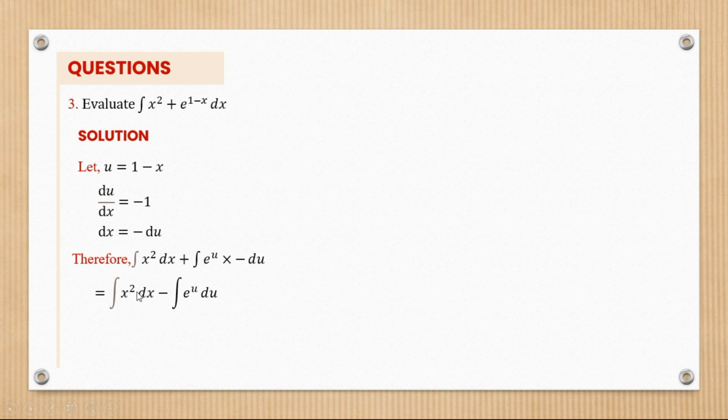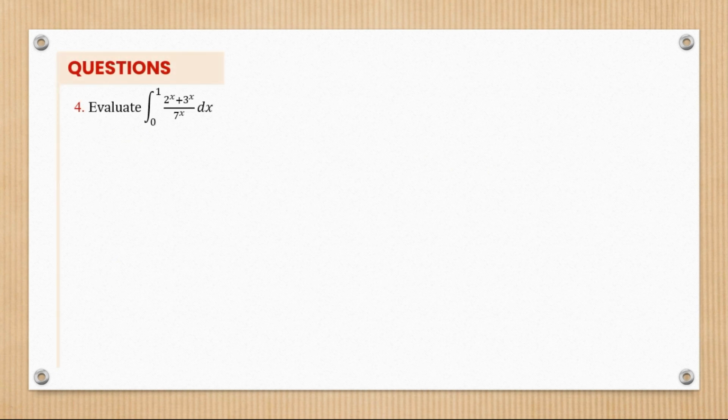So we have now the integral of x squared dx minus the integral of e^u du. Now this is easy, because the integral of x squared is equal to a third x cubed minus, and this also remains as e^u, plus c, and that's what we end up having. But remember that u represents 1 minus x, so we're going to substitute that back in, and then we'll have a third x cubed minus e^(1 minus x) plus c, and that's the answer that they wanted.